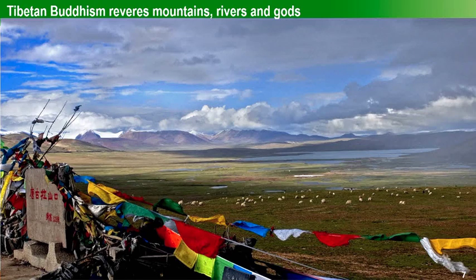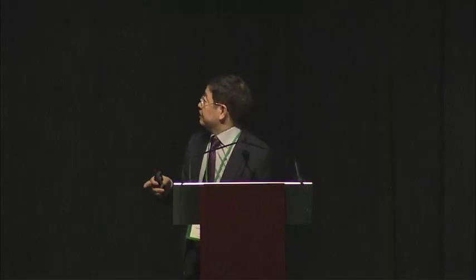This grassland is home to the local people, particularly the local Tibetan natives. Their religion is Tibetan Buddhism, and they revere mountains, rivers, and gods. They treat the mountains, rivers, and grassland very well.